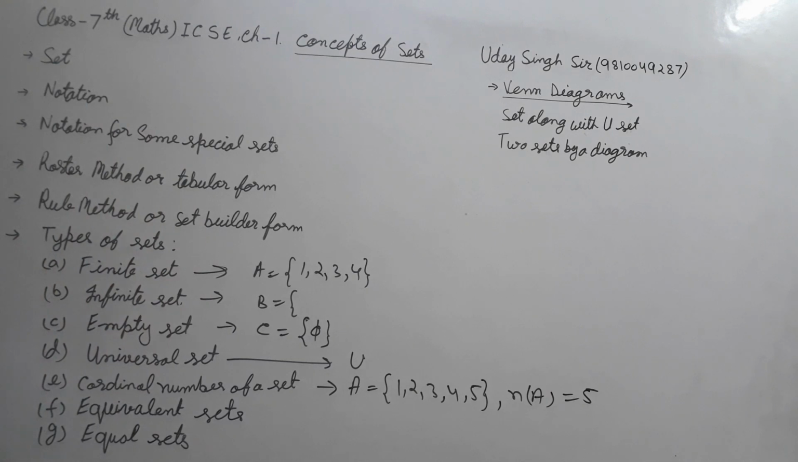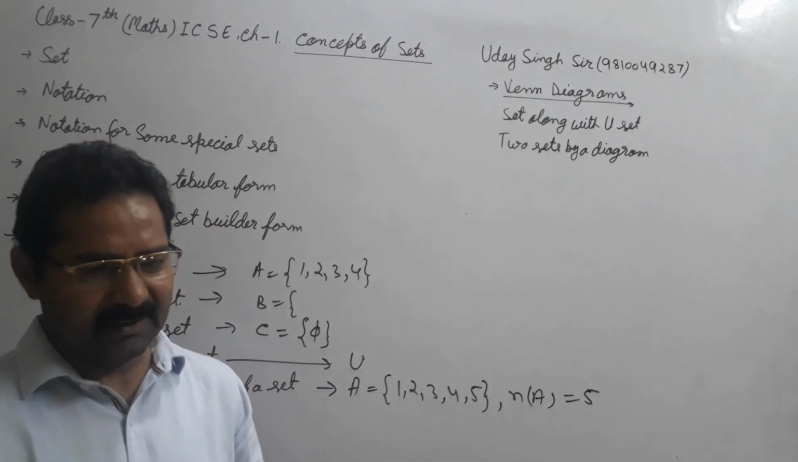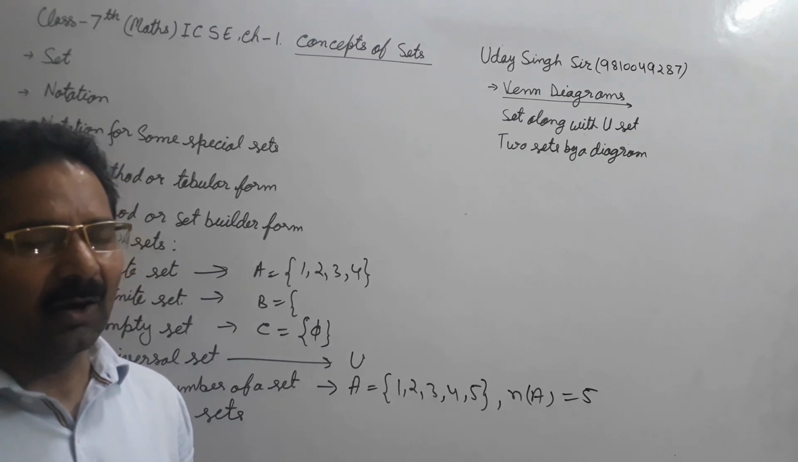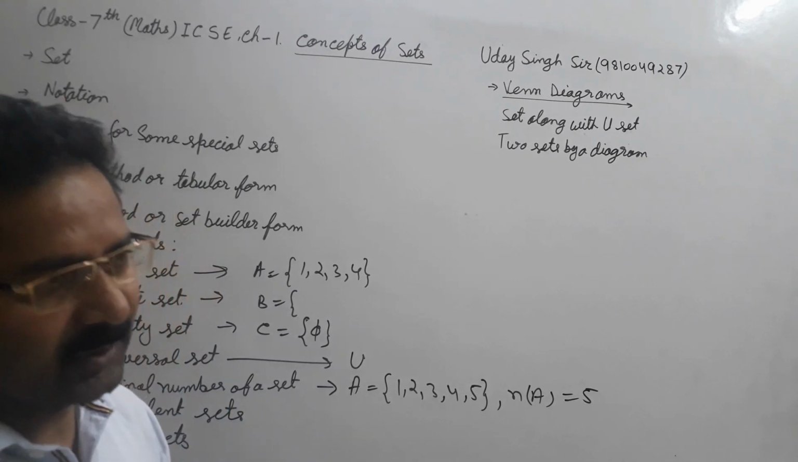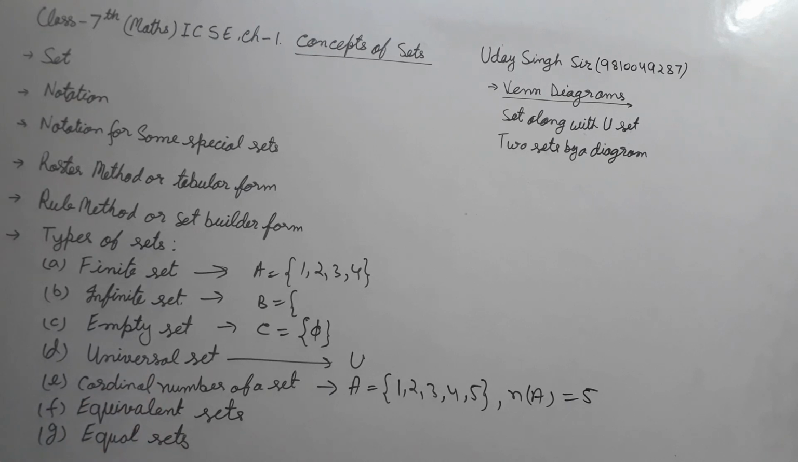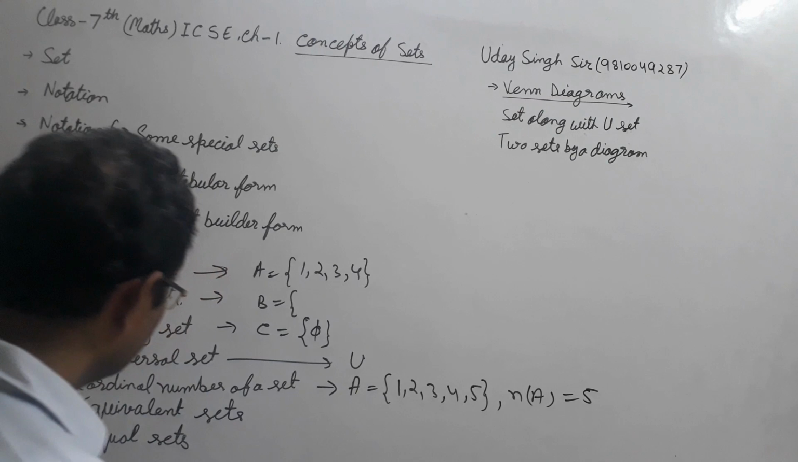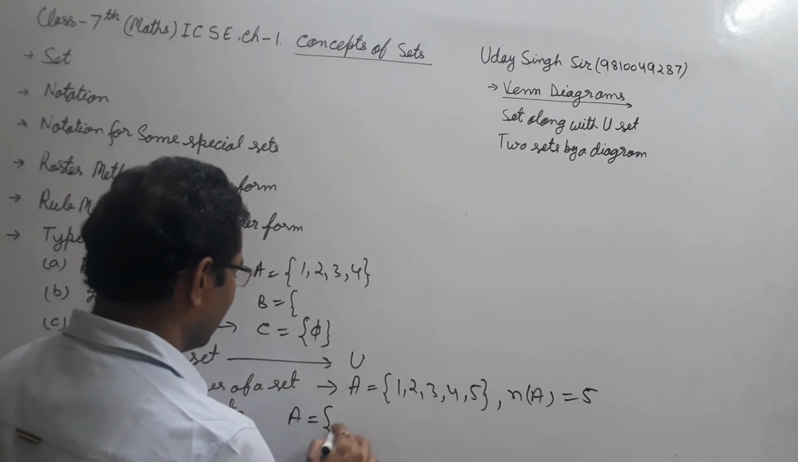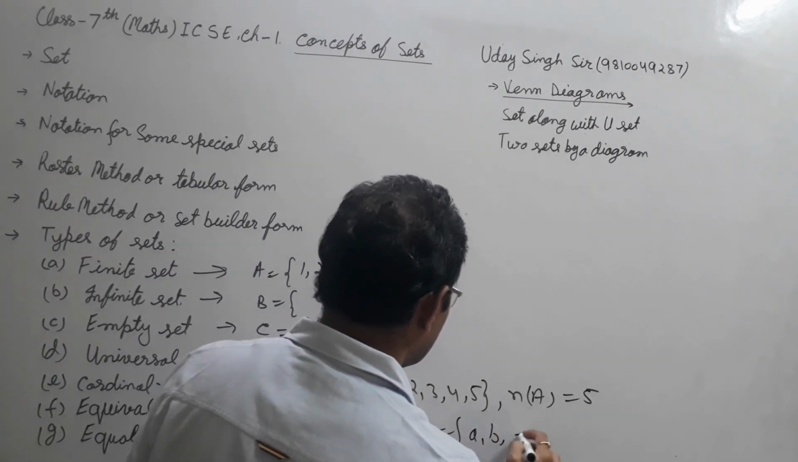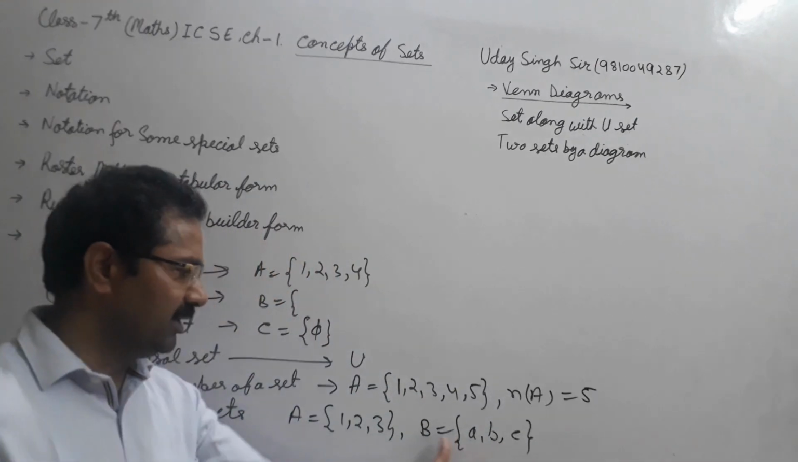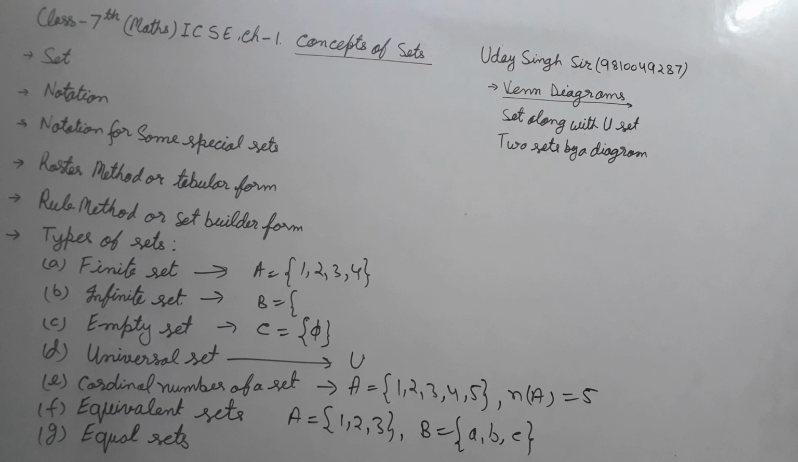Next is the equivalent set. Equivalent sets have an equal number of elements. If two sets have an equal number of elements, they are equivalent sets. And now the equal set. Equal sets have the same elements in both sets. For equivalent sets, you take different sets: A is 1, 2, 3 and B has a, b and c. There are 3 elements in set B and 3 elements in set A. So we say that A and B are equivalent sets.